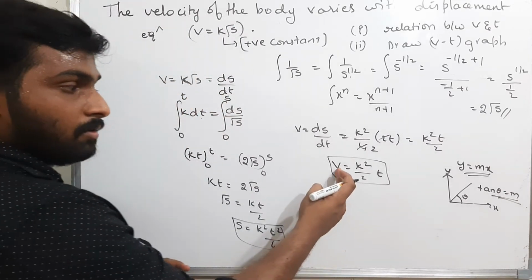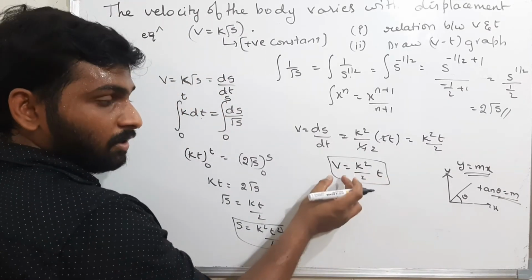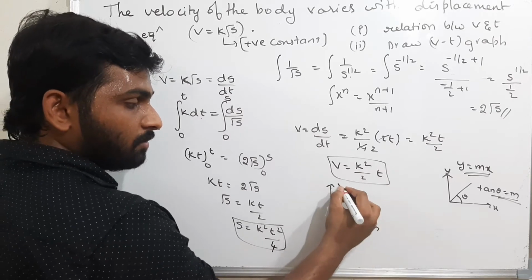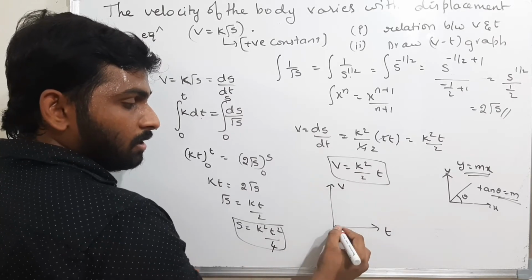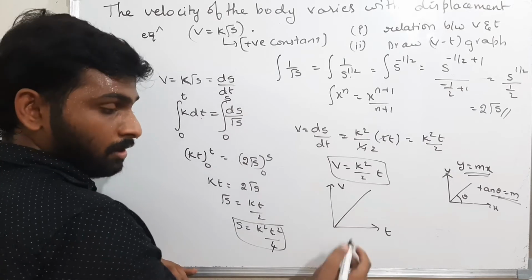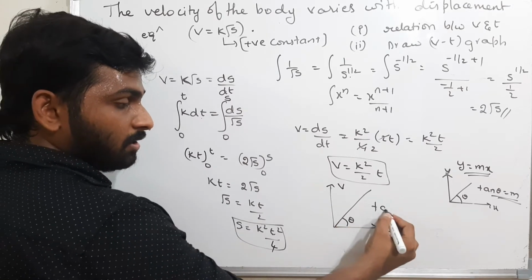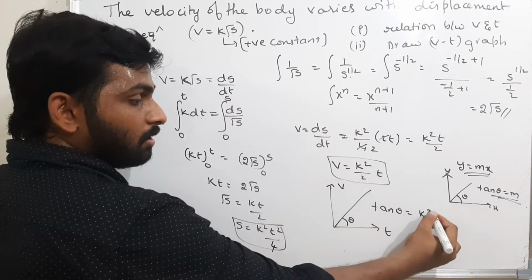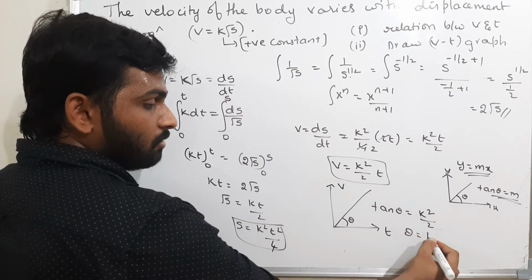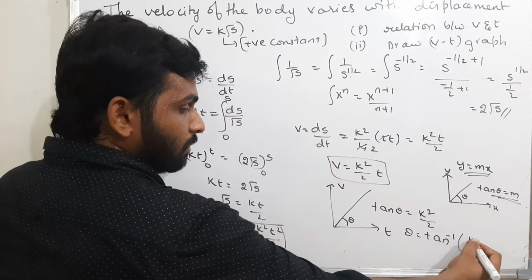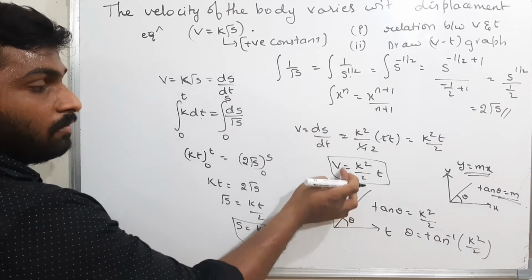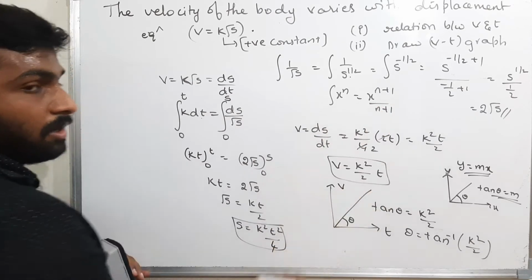The same thing here. V is equal to mx. V is equal to m into t. Therefore, if I draw a VT graph, this will be a straight line making some angle theta. What is this? Tan theta is equal to m, which is here nothing but k square by 2. Therefore theta is equal to tan inverse k square by 2. This is the graph. The graph for VT graph is nothing but a straight line like this.